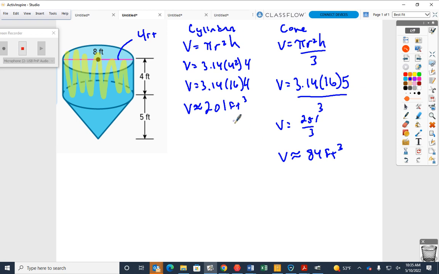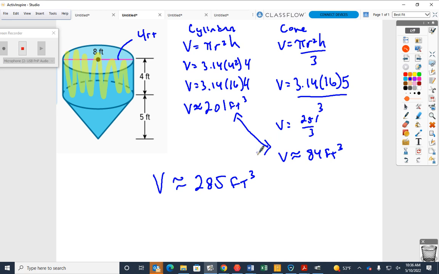Now what are we going to do with this and this? Add them, put them together. So if we put those together, the volume of this entire object would be about 285 cubic feet. You see how we found that? Is that difficult? All we do is break it into three-dimensional figures that we know how to find.